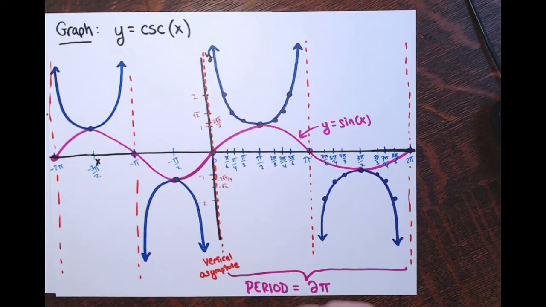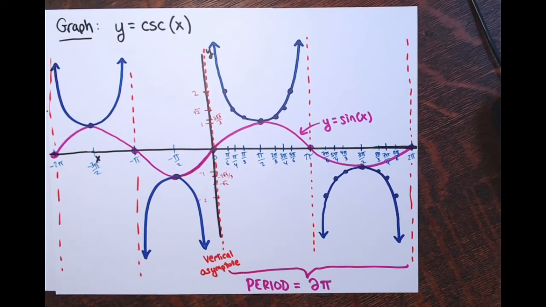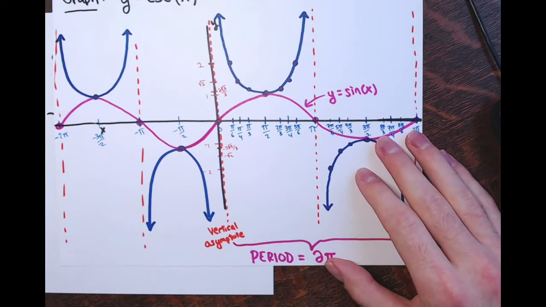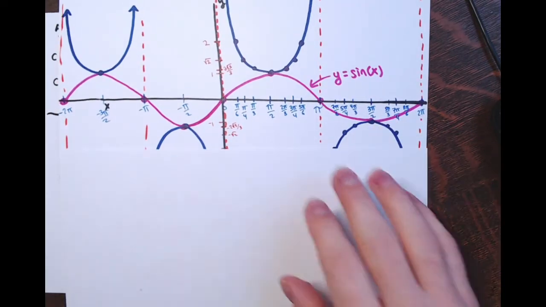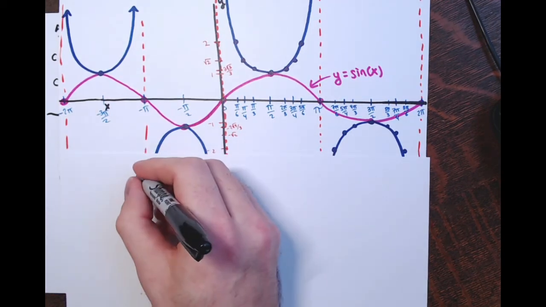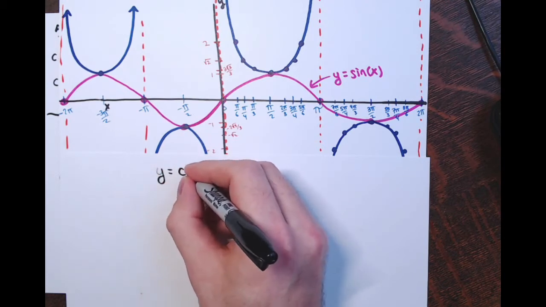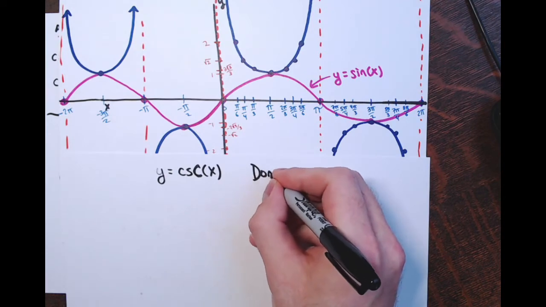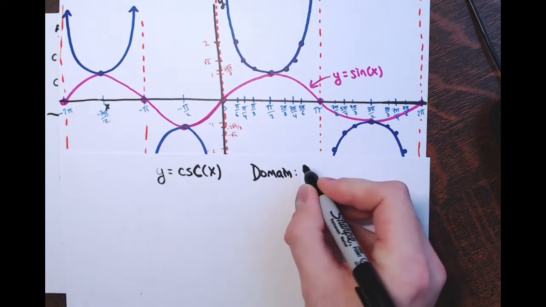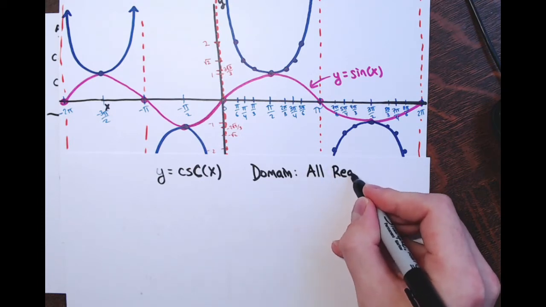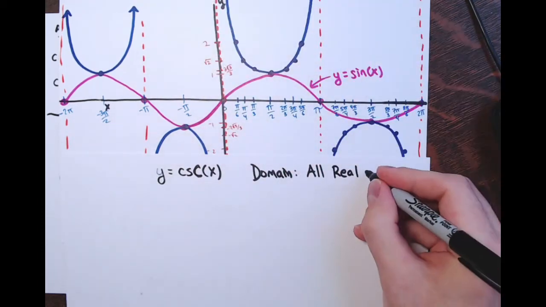Okay. Now some other important stuff here about the cosecant function, and then we'll get into very similarly the secant function. I'll graph cosine first and then show you what secant looks like. So for cosecant, y equals cosecant x. The domain, what you can plug in for x, is all real numbers. You can plug in anything except certain values, where the asymptotes are.